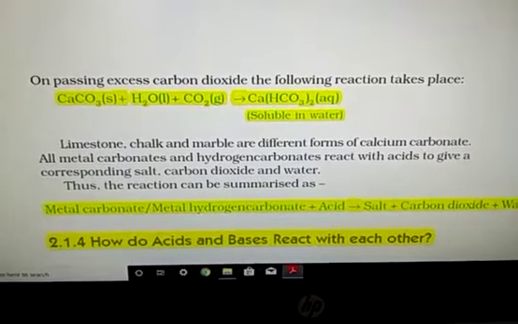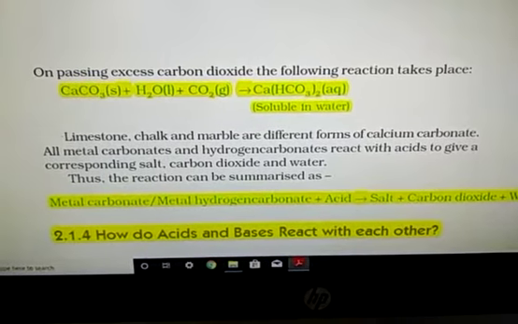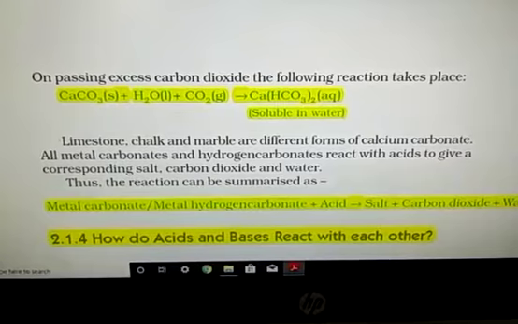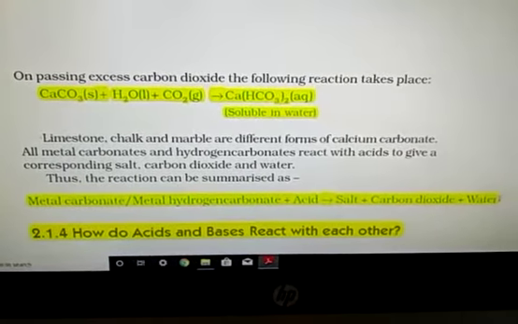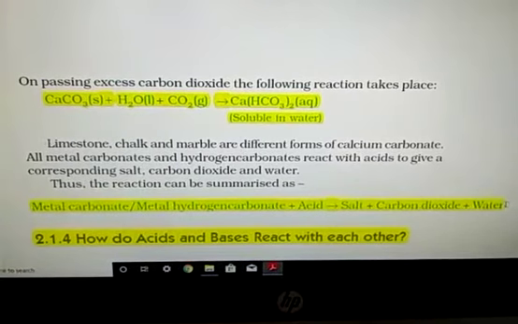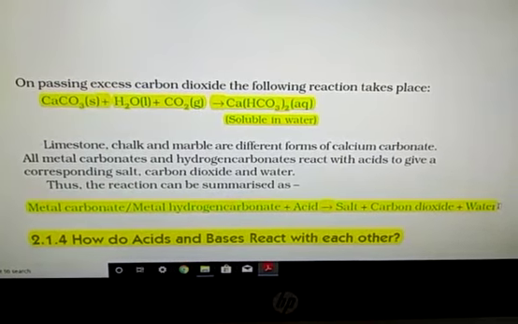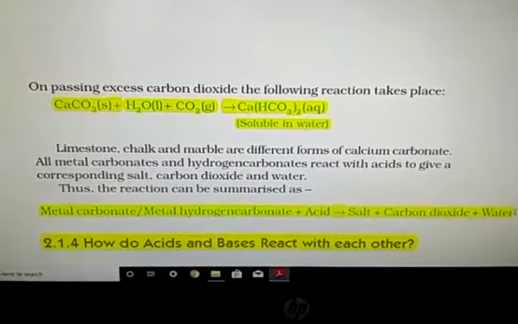Limestone, chalk and marble are different forms of calcium carbonate, and metal carbonates and hydrogen carbonates react with acid to give the corresponding salt, carbon dioxide and water. So the general reaction: metal carbonate and metal hydrogen carbonate react with acid to give salt, carbon dioxide and water.